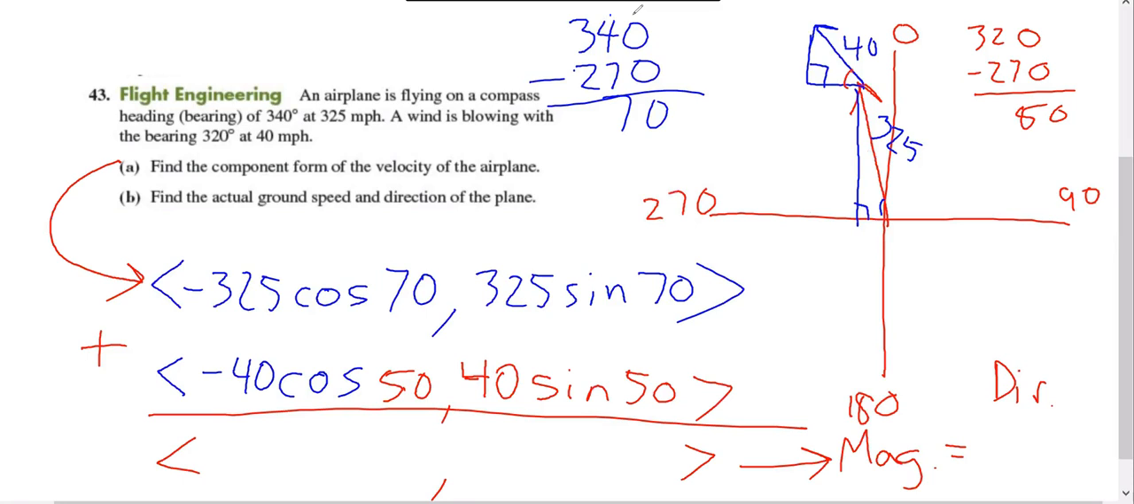So if I use my calculator, let's see here. Negative 325 cosine 70 plus negative 40.